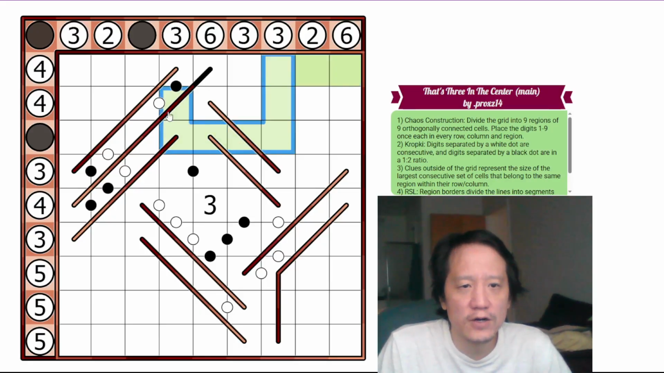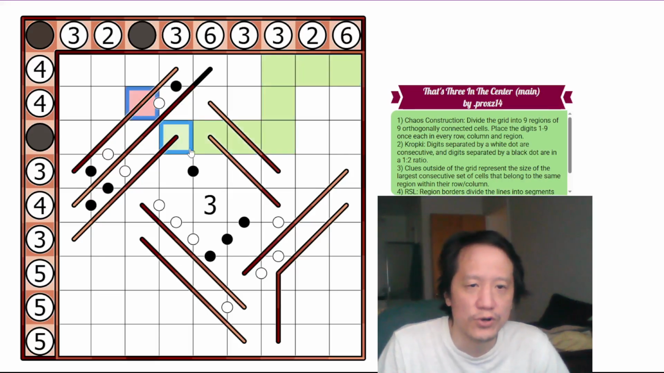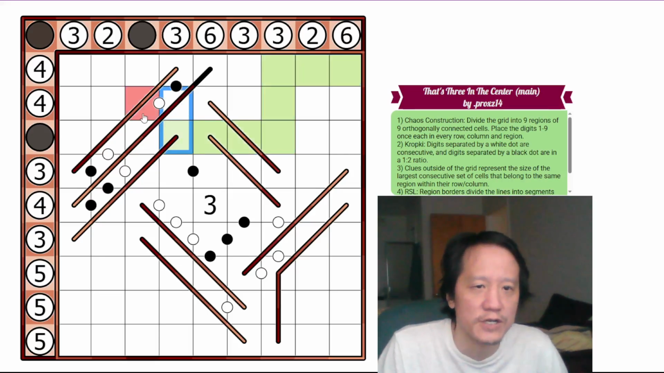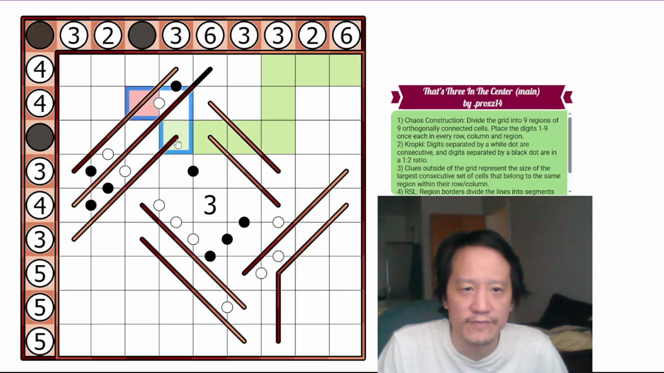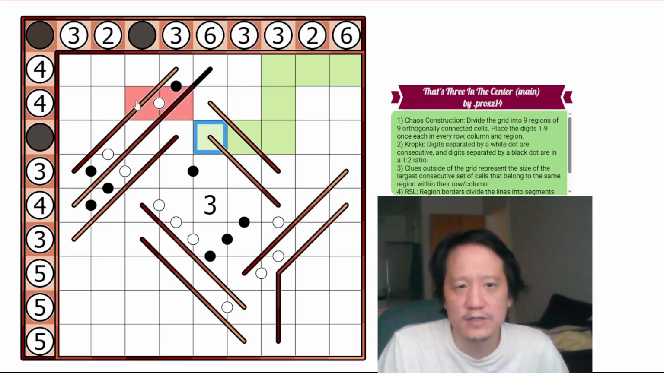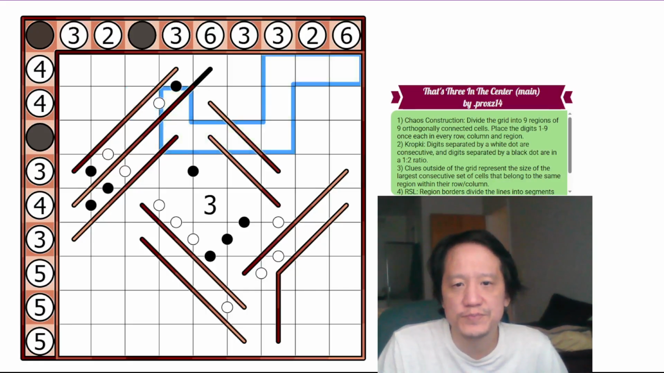This is a valid orthogonally connected region. This, however, is not, because this cell, trying to get to any of the other cells in the region, must either go through a corner or must cross into another region, which is not valid. This is also not a valid orthogonally connected region because these two cells, even though they can connect to each other just by going through edges, cannot connect to the rest of the cells in the region by going through edges while staying within the region. And that's chaos construction rules.